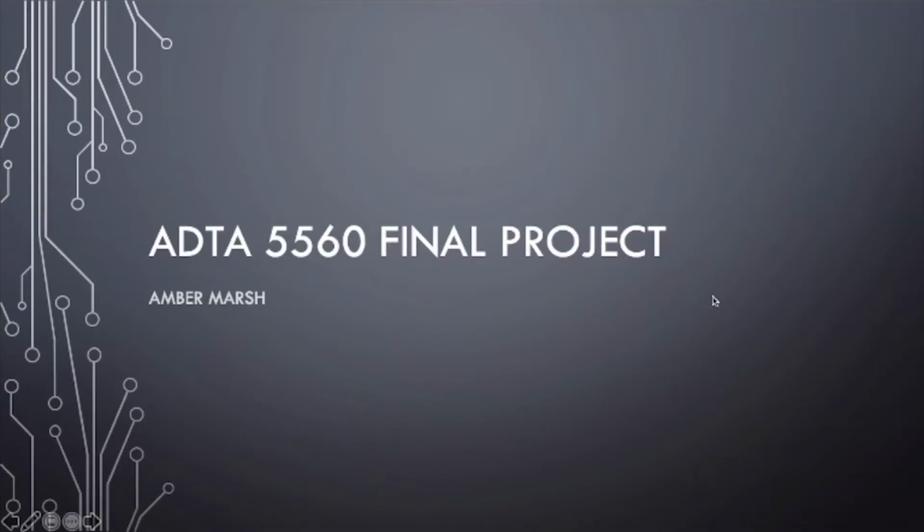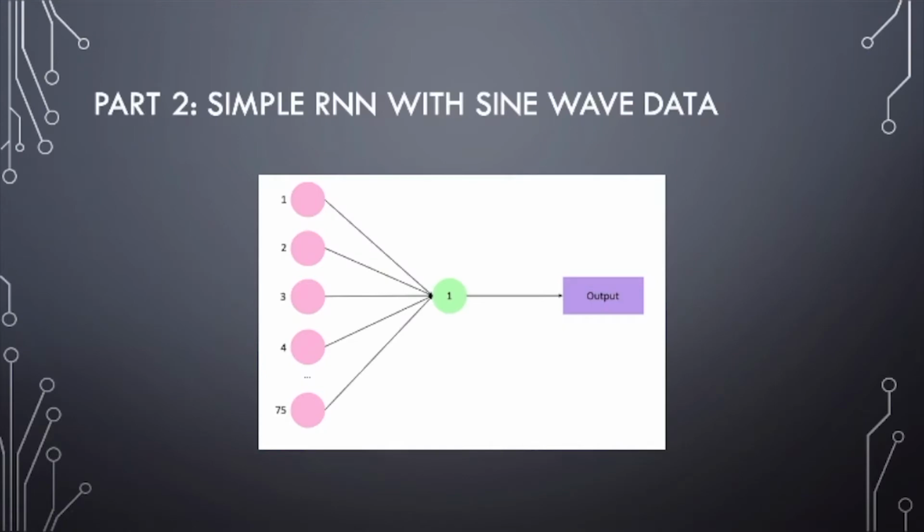So to begin with, I want to talk about the simple RNN diagram that we will be working with. As you can see on the left side, there are these pink circles. Each of these circles represents a neuron that's going to be in our model. As you can see, it goes 1, 2, 3, 4, all the way to 75. This is indicating that we have 75 neurons in our model.